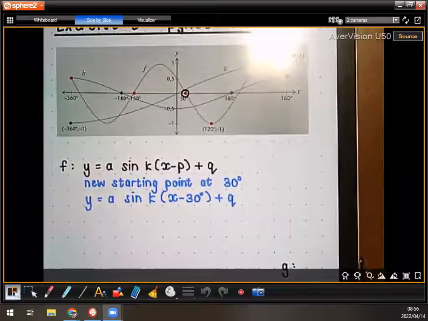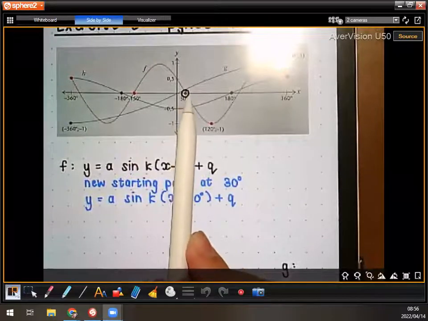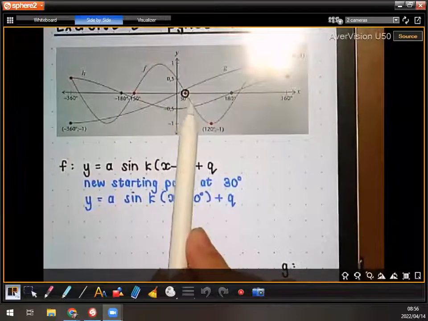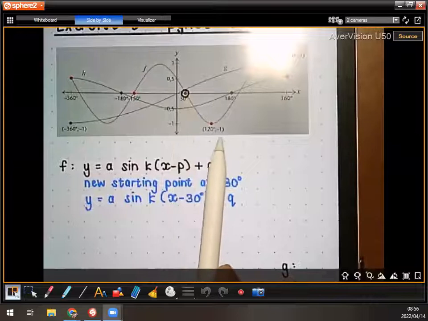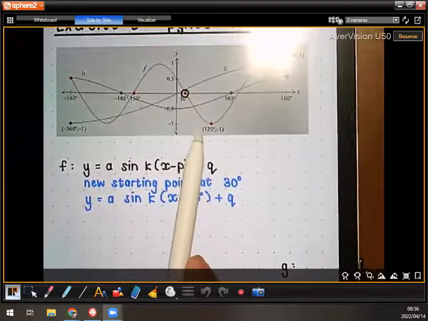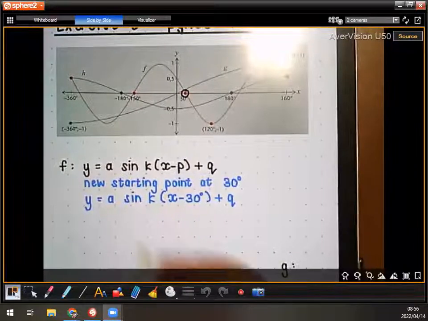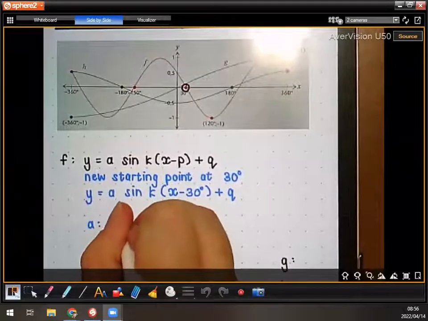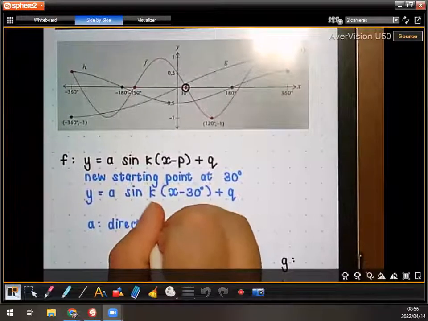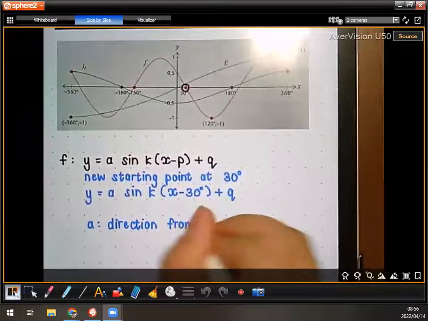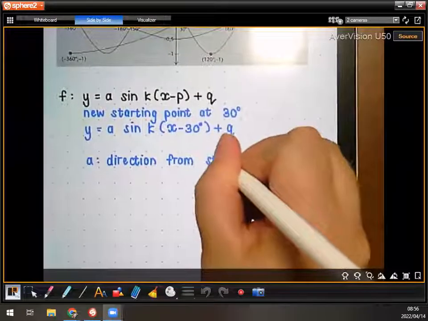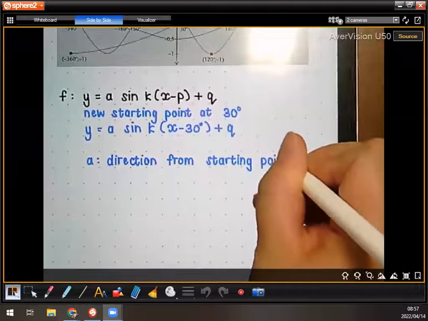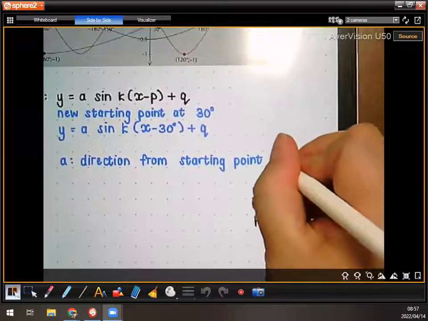And the reason why I say that is because if we're looking at our starting point, we need to now also look at the direction. The sine graph normally goes up first, right? From our starting point here, what's happening? It's going down. So that means that my A value is going to be negative. Okay, so when we're looking for A, I'm just going to write here: the direction from the starting point is down.